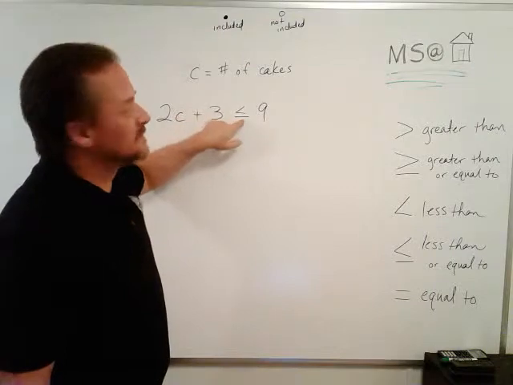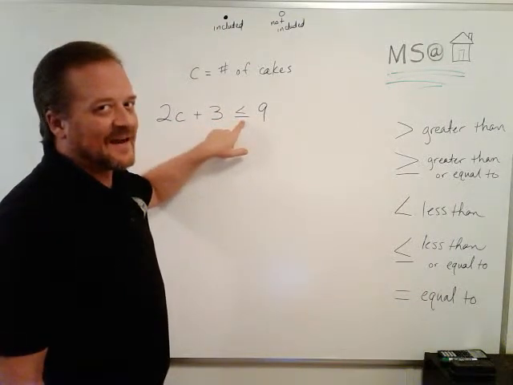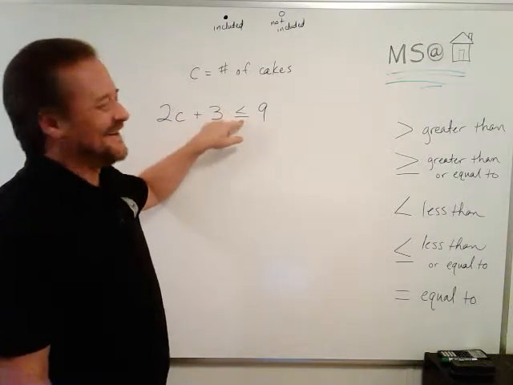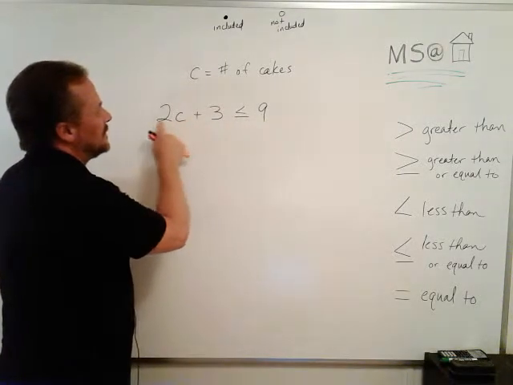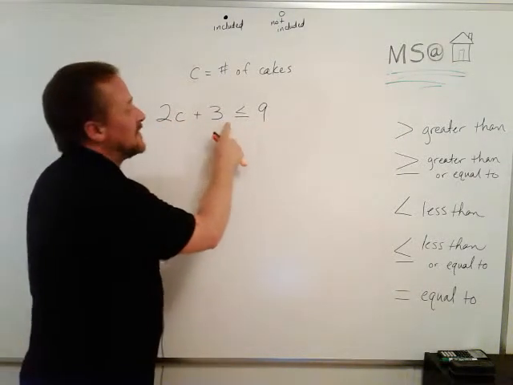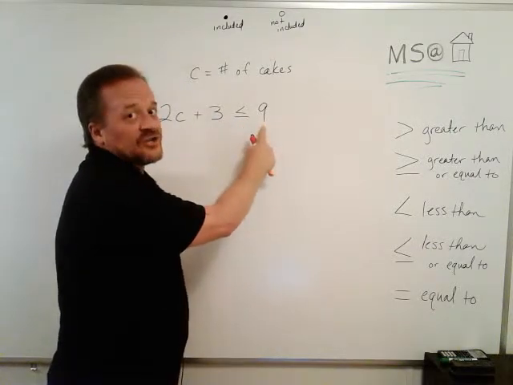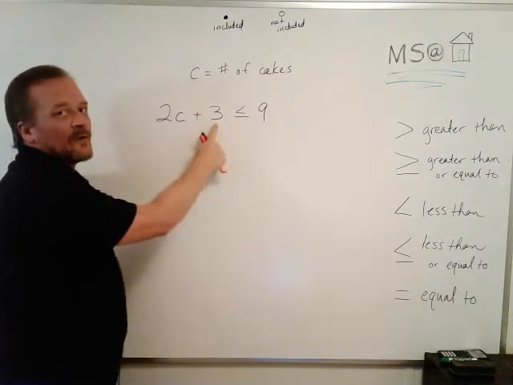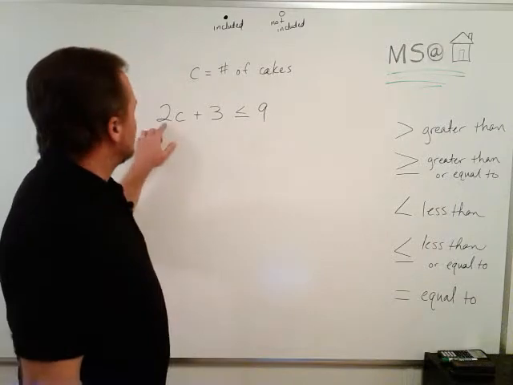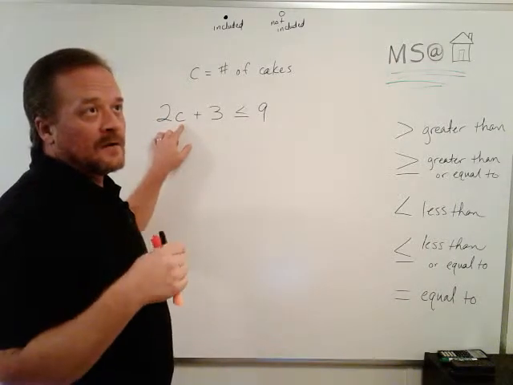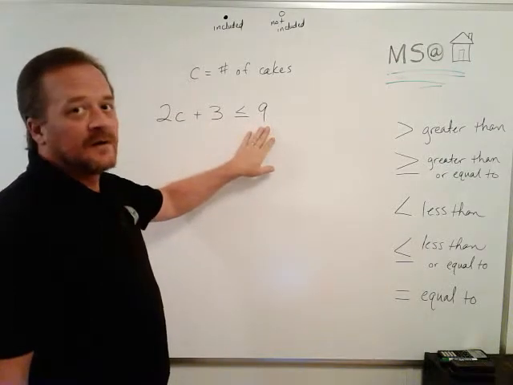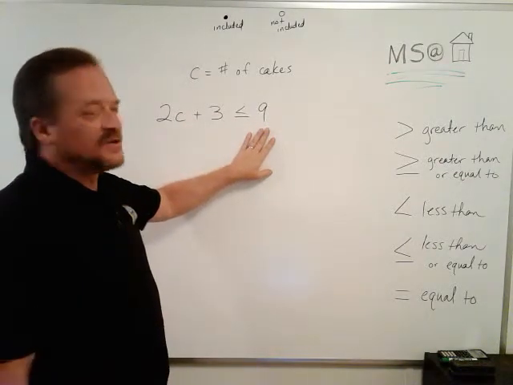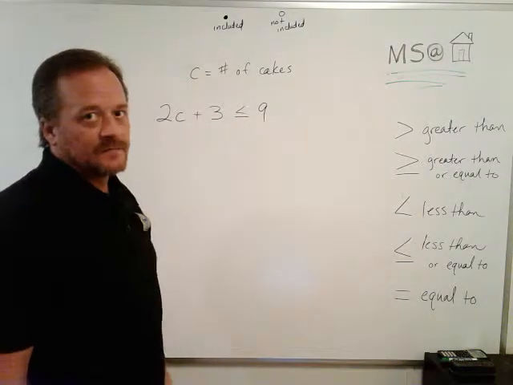Less than or equal to. I'm going to say that again. All of these things right here on the left have to be less than or equal to her 9-hour shift. She's already been there for 3 hours, okay? It's going to take her 2 hours to make 1 cake. So how many cakes can she make by the end of her shift? In other words, what's the greatest number of cakes she can make before she leaves?